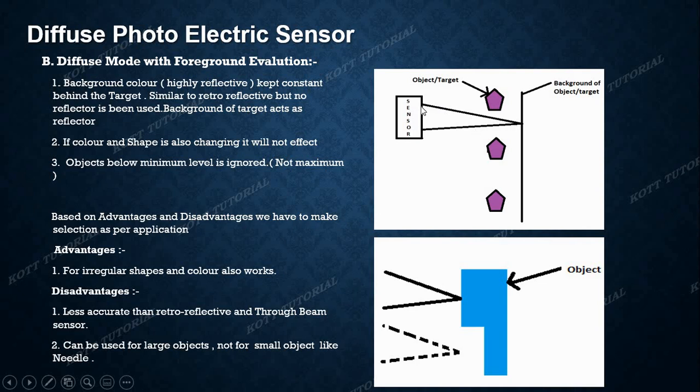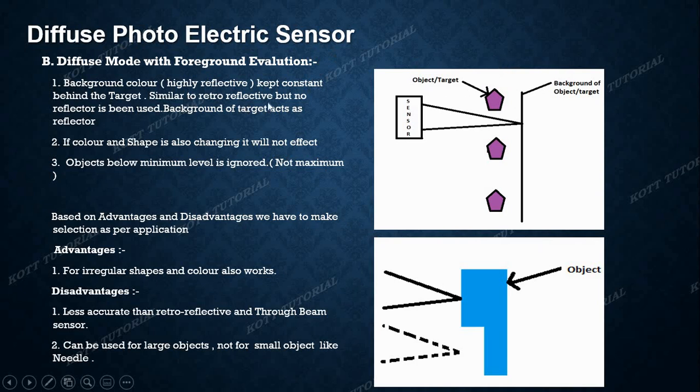Over here we can see the sensor is detecting the light reflected from the background of the product. If the product comes between the background and the sensor, the sensor will detect the product, meaning as the light gets cut off, the sensor will detect. It is independent of the product, that is the foreground, and depends only upon the background. It works completely on the background. The background color must be reflective, kept at a constant distance.